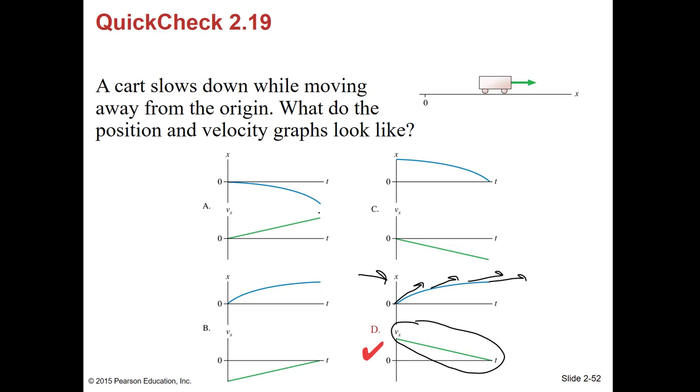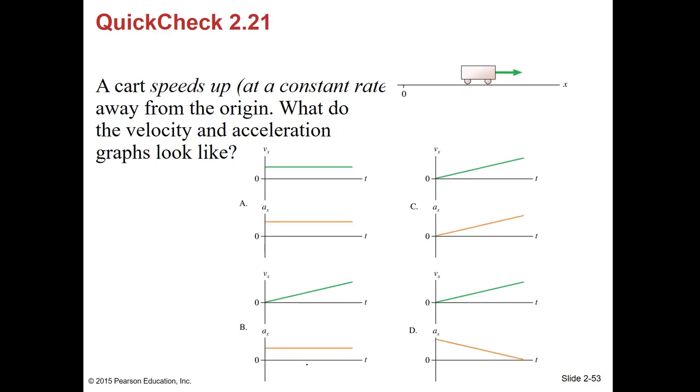A here has the velocity getting faster and faster and faster. Here the velocity is negative and becoming more negative. Here it's negative but becoming less negative. It's not that. The velocity is positive and becoming less and less positive.